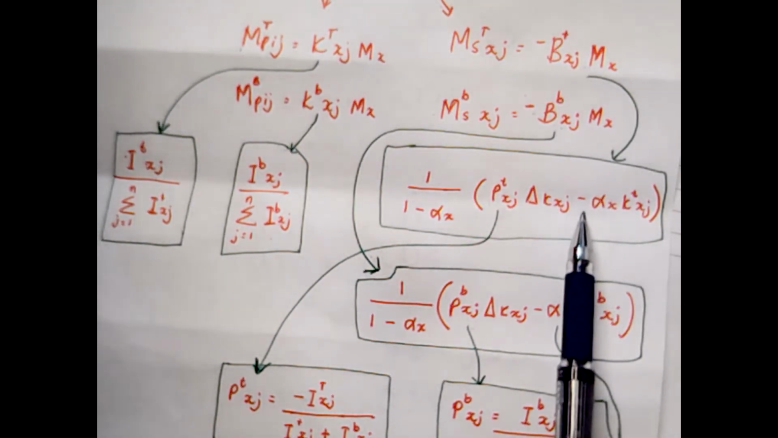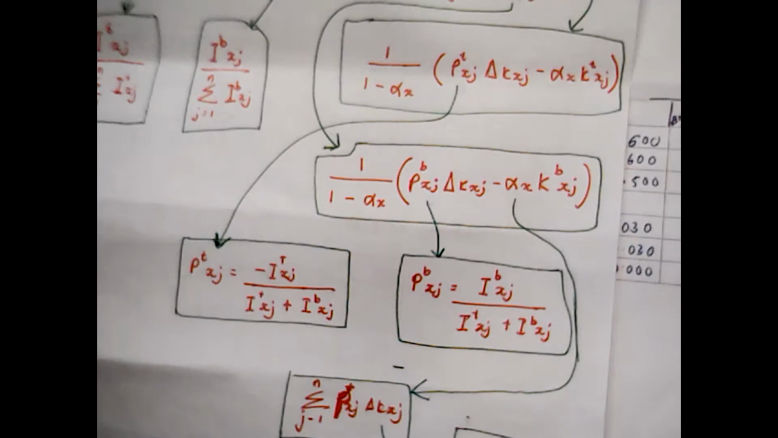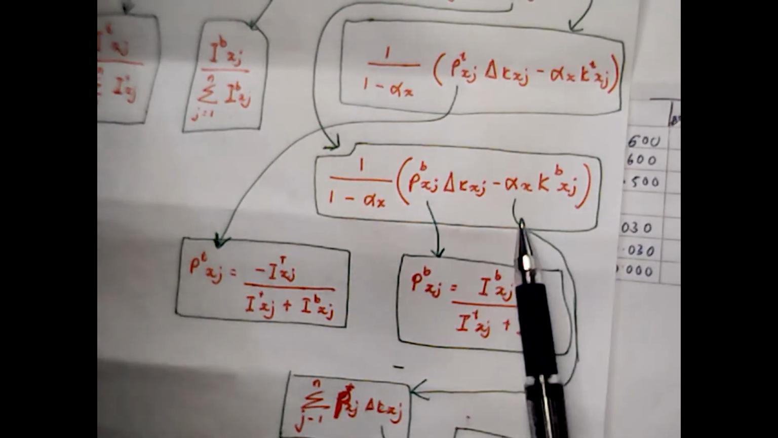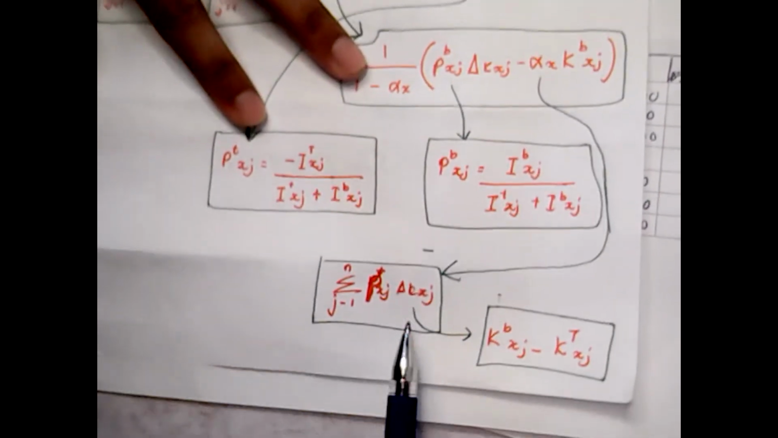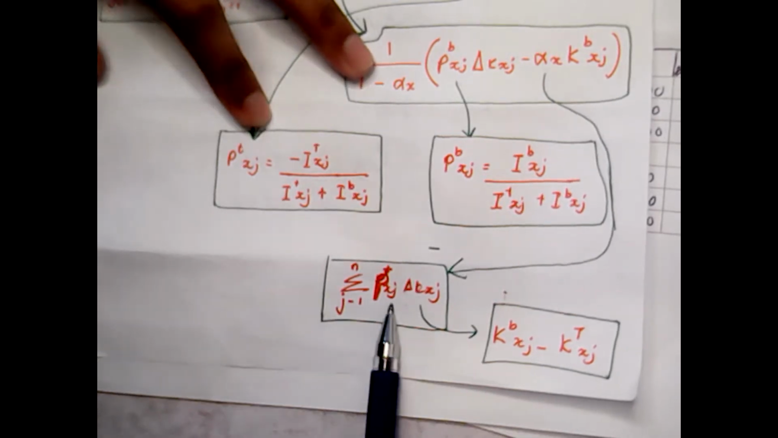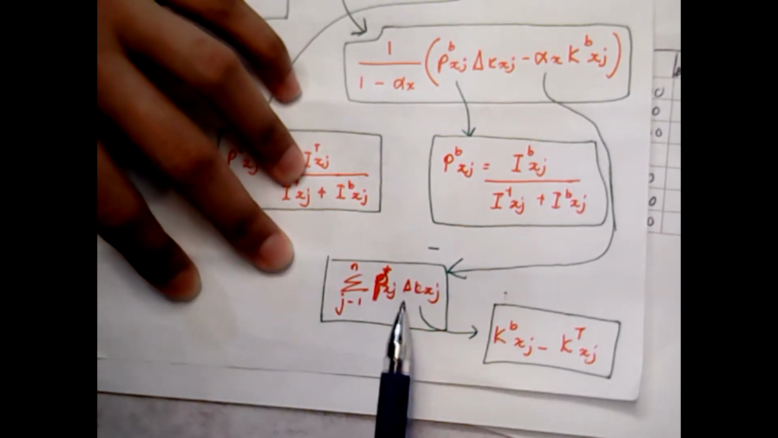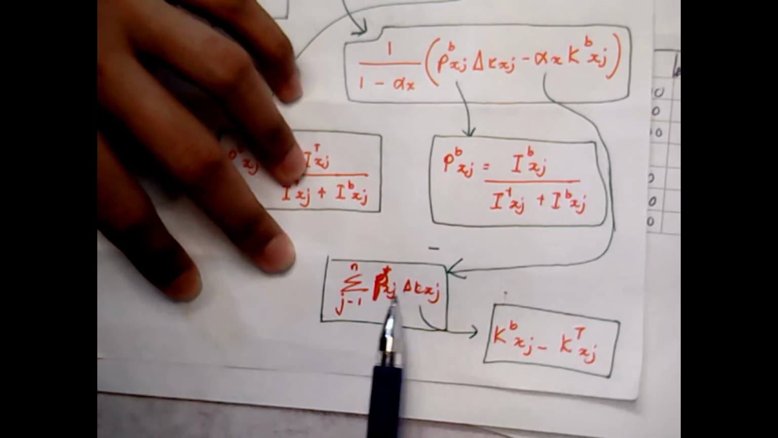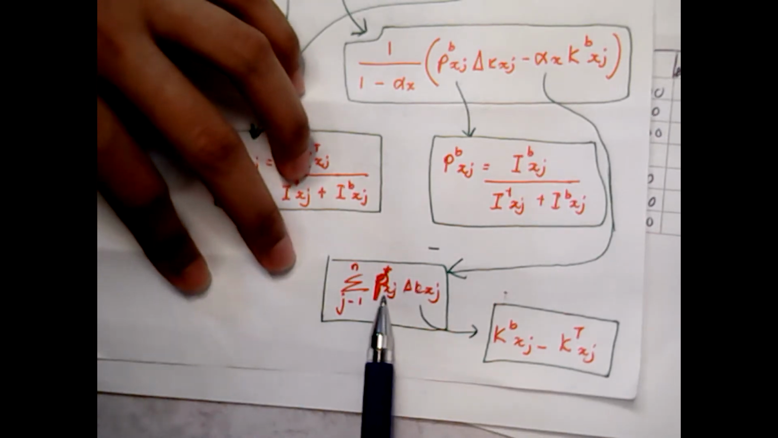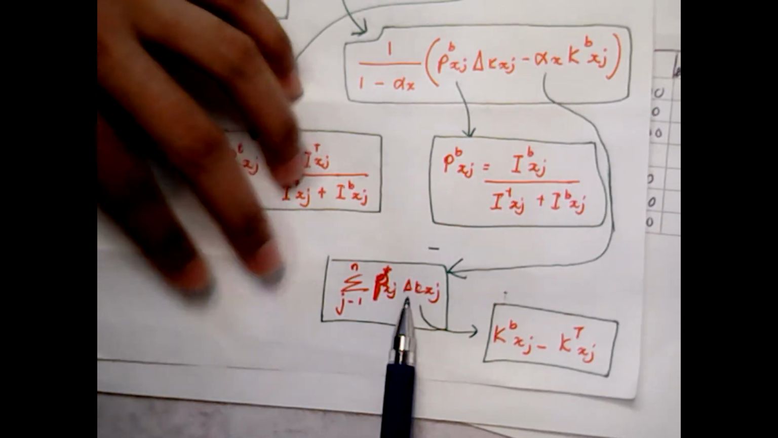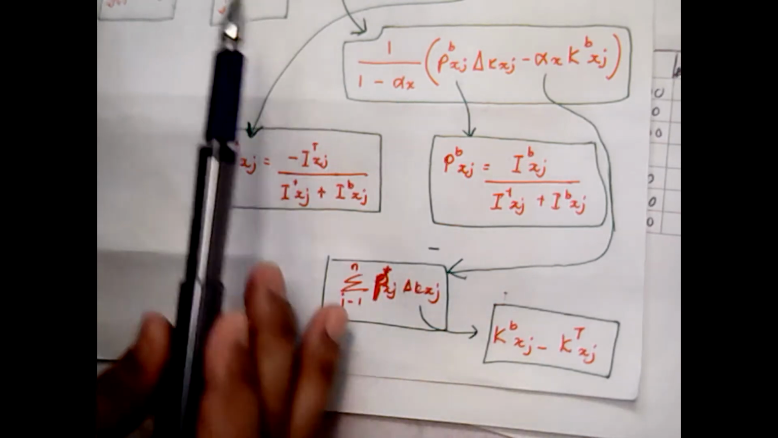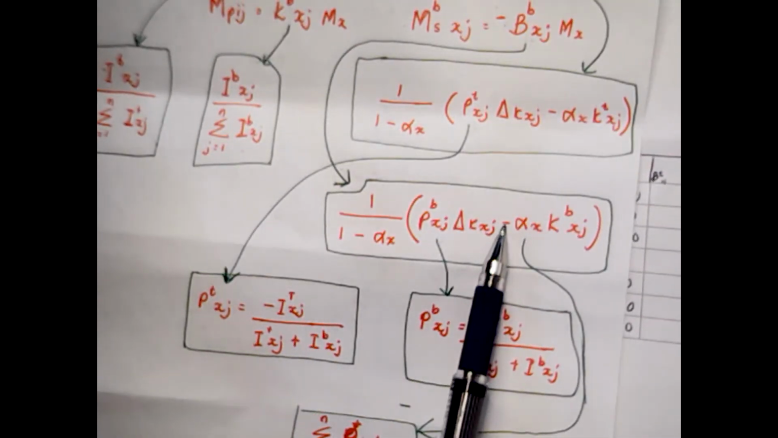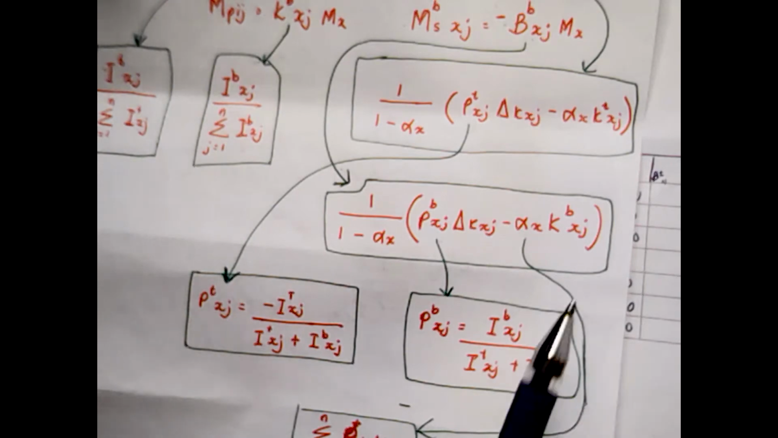And how can you calculate alpha x? Alpha x is given by the summation of the top xj times delta k xj, meaning that the coefficient factor you need to find, multiplied with this, gives what we call alpha x. So now let's look at how to calculate it.